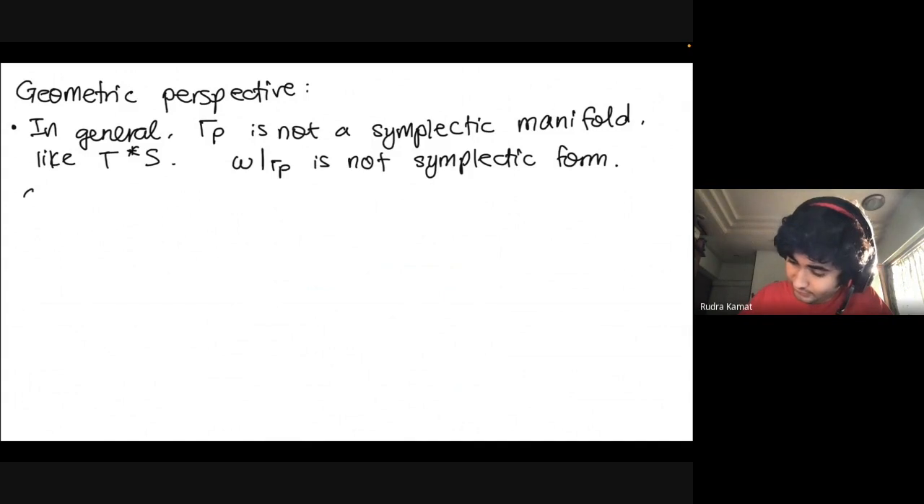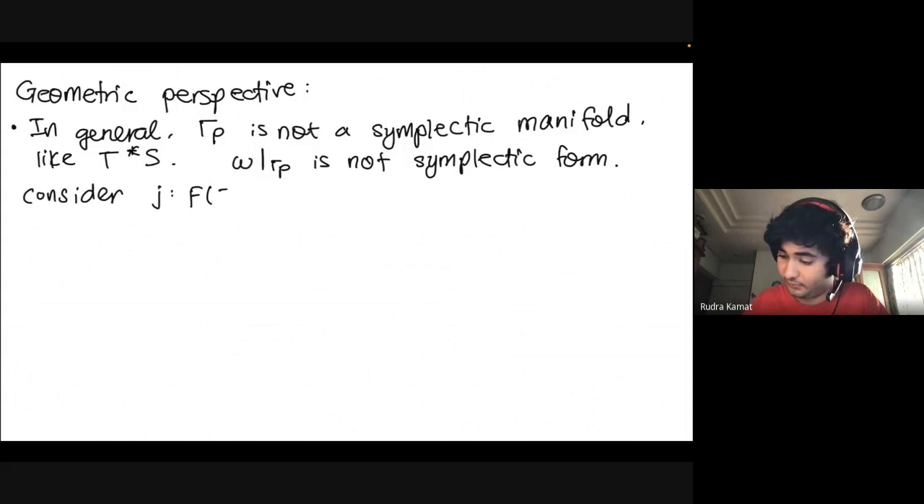First, let's just consider the inclusion map J that takes us from gamma sub p, which was also denoted as the image of the tangent space TS under the fiber derivative. It takes that and places it back into the entire cotangent space T star S. This is called the inclusion map.